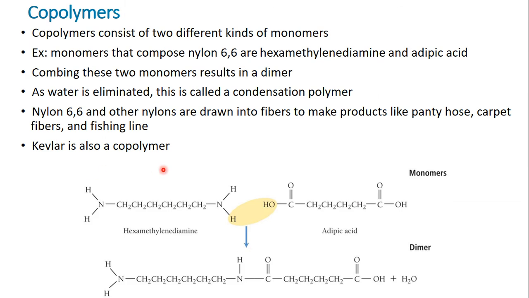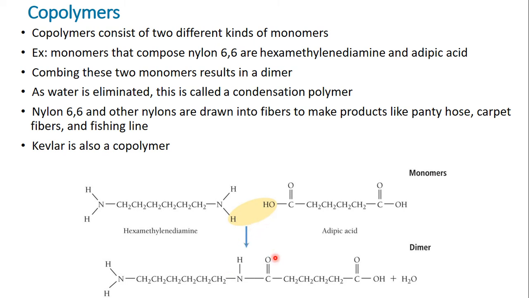Now, a copolymer is when you have polymers that are made out of different monomers. So nylon 6,6, that's made out of two different monomers. You have hexamethylene diamine and adipic acid. And so what happens, you combine these two molecules and you actually create water when you're making nylon. So since we are eliminating atoms, and specifically we're eliminating water, this is called a condensation polymer.